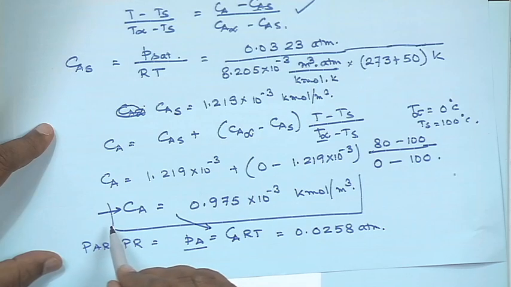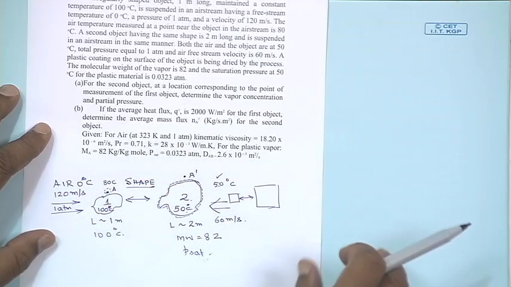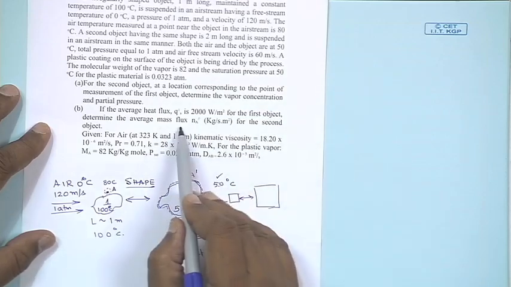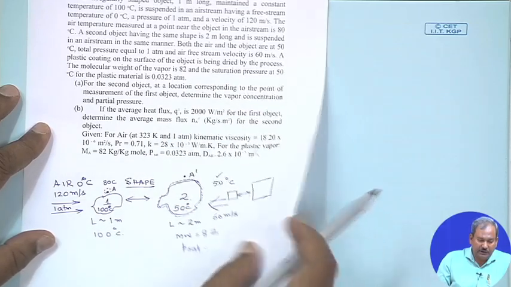So, an analogy essentially gives you the value of concentration and the value of the partial pressure without having to solve any mass transfer equations, any complicated equations. So, results obtained in a heat transfer experiment can simply be projected to obtain results of a mass transfer experiment that you haven't done. Okay. So, this is one of the big advantages of this analogy, and now we are going to find out, if the average heat flux is known for the first object, what is going to be the average mass flux for the second object.